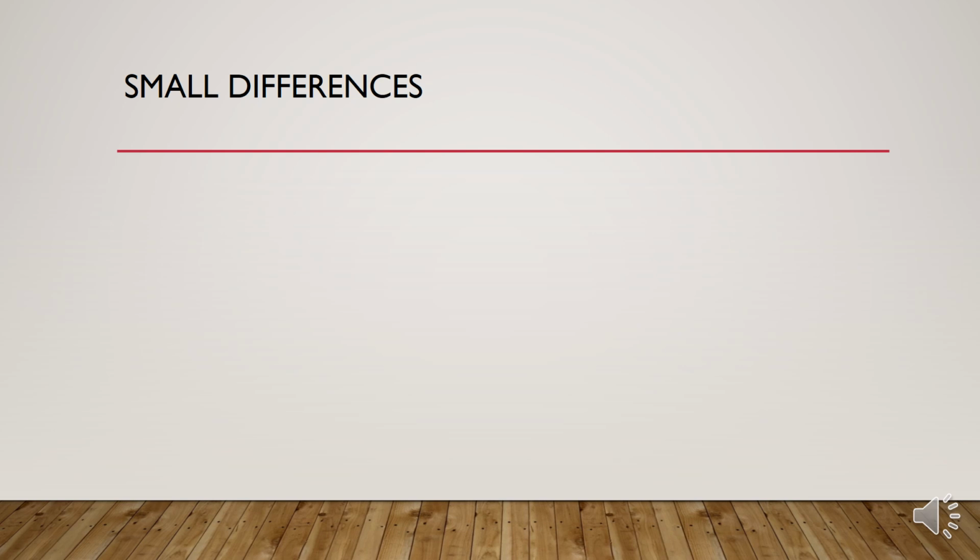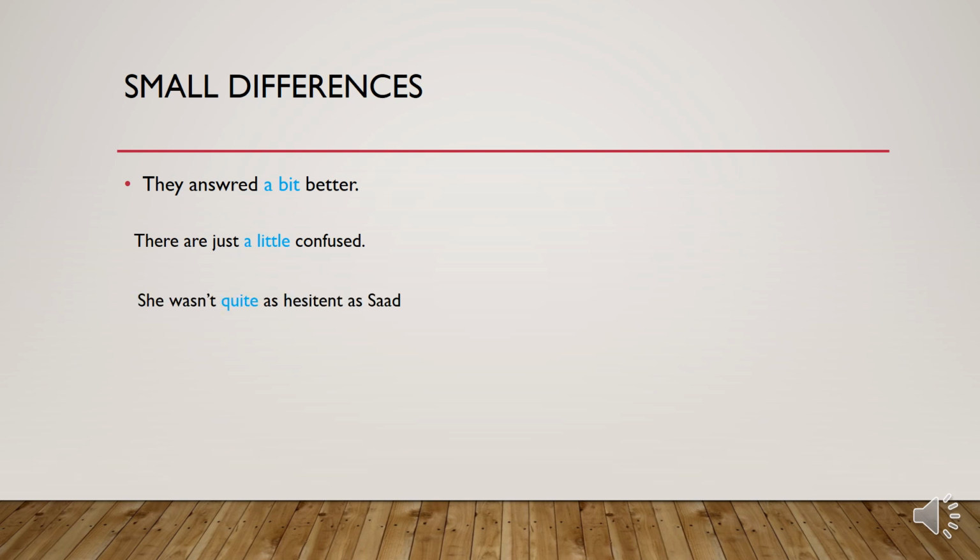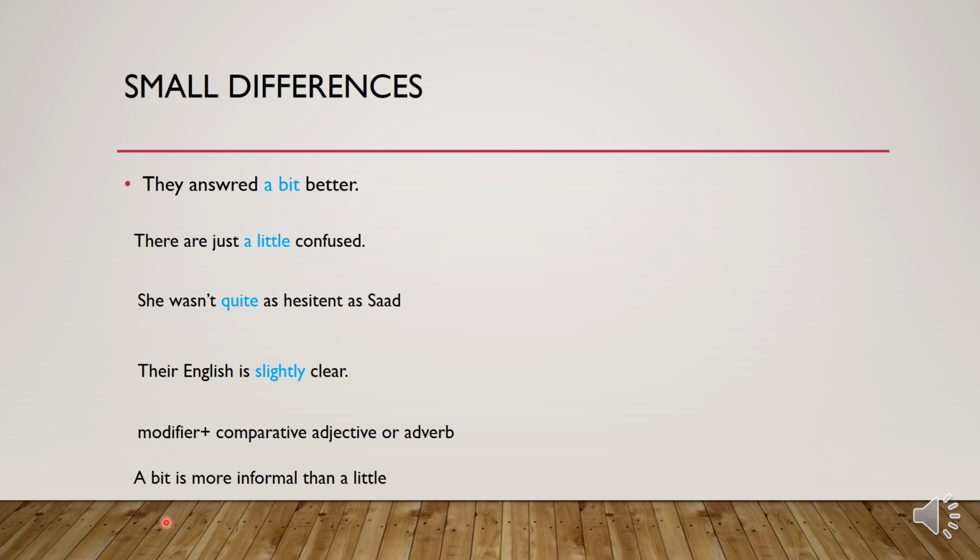Small differences. When there is only slight difference, not a big difference as we said before, you say they answered a bit better. They are just a little confused. She wasn't quite as hesitant as said. Their English is slightly clear. So here is the modifier. The modifier: bit, a little, quite, slightly. But remember that bit sometimes is more informal than little.